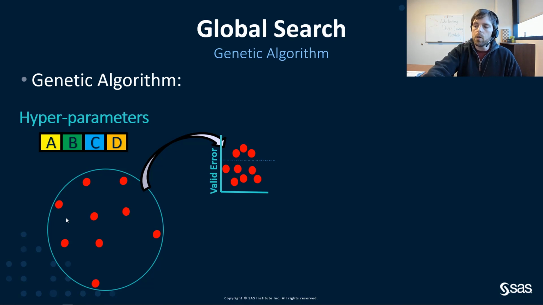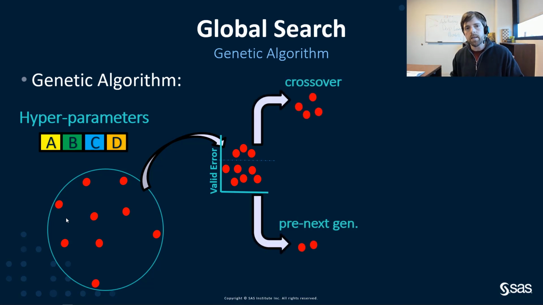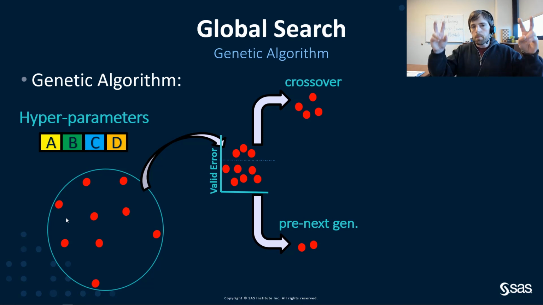So we evaluate these decision point combinations and we identify the best performing evaluations or combinations. We then take those combination values and we separate them into two different groups. The top group that you see on the slide is referred to as crossover, and the bottom group is referred to as pre-next gen. The pre-next gen group, those are just candidates to move forward to the next generation unperturbed or unchanged. The crossover group, those decision point combinations are actually bred together to create offspring.